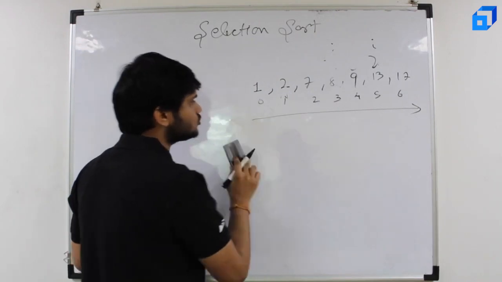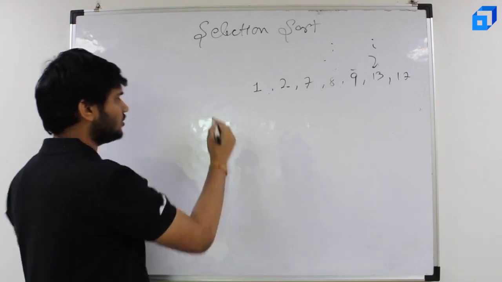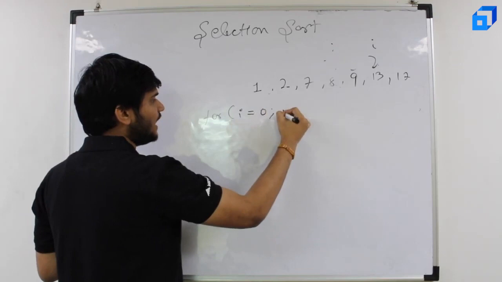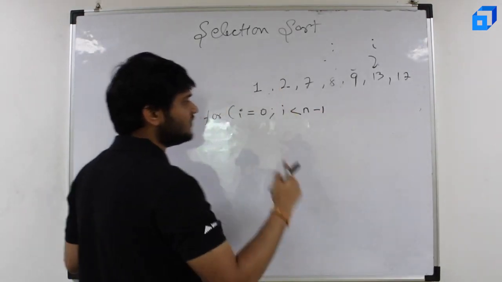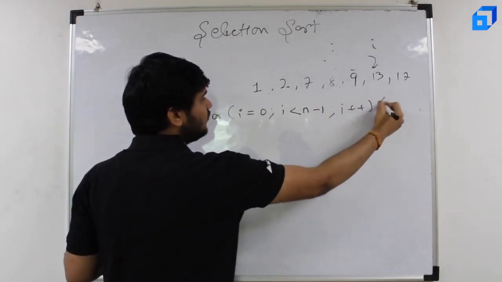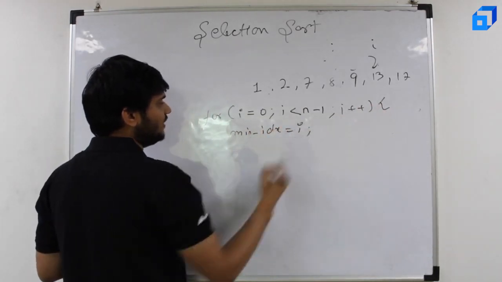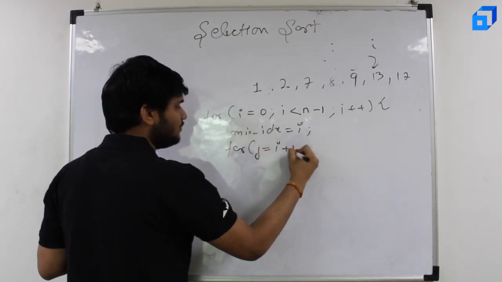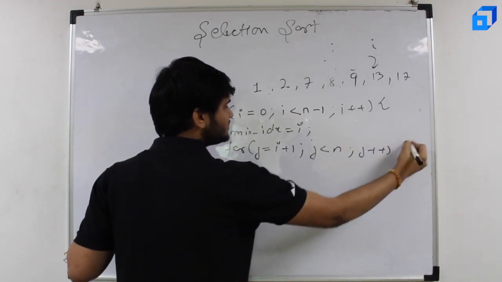So let us write the pseudo code for the following algorithm. The pseudo code will be pretty easy for this algorithm. What we will do is start our loop of i from 0 and iterate till i is less than n-1, that is the instance when i will reach the n-2nd index, and we will increment the value of i. We will keep a minimum index pointer starting from the value of i at every iteration, and then we will start a loop of j starting from i plus 1. j will go up to j less than n, with j plus plus.